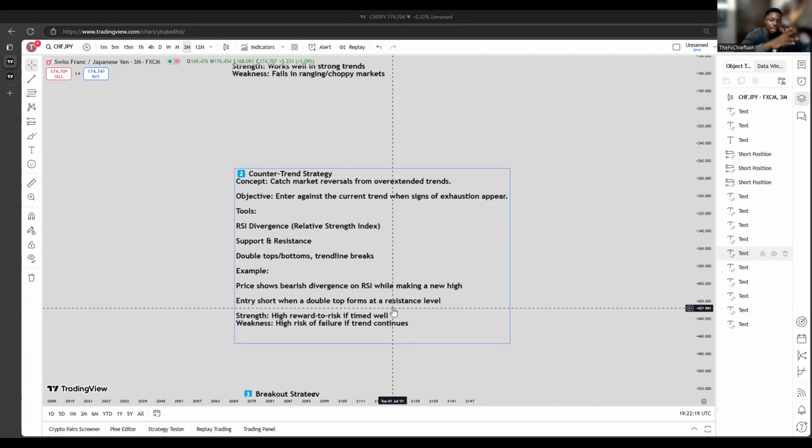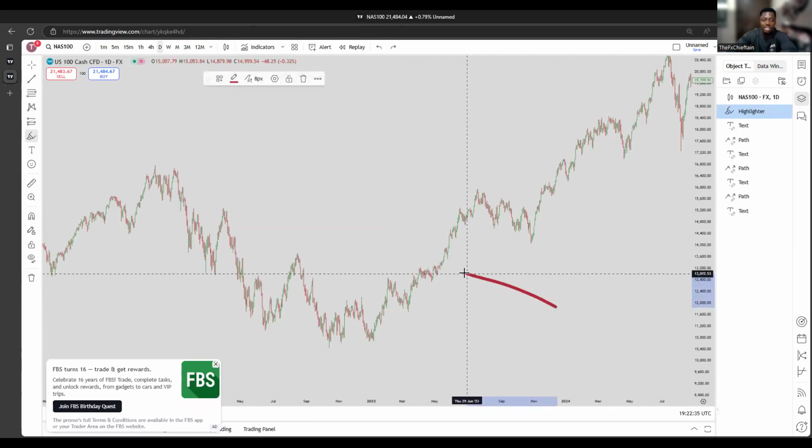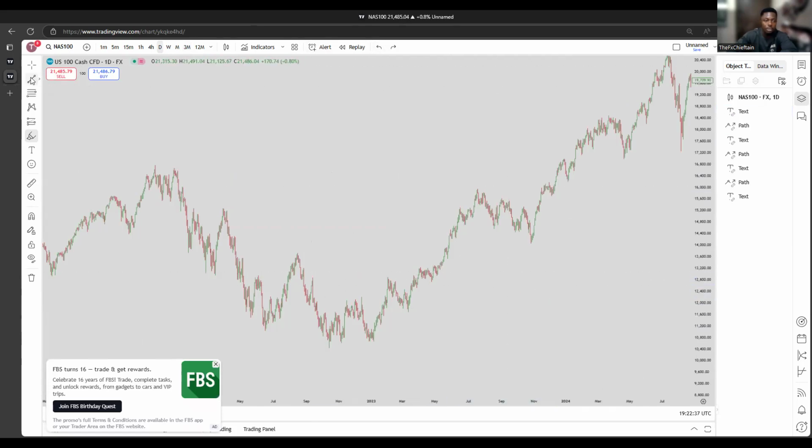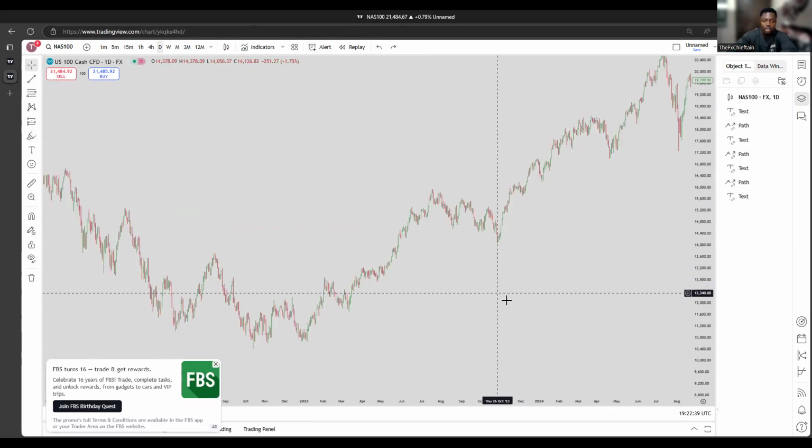One is either creating a higher high and the other one creating a lower high. Okay. So now, what you want to see is your support and resistance. Also, you want to use your double tops and bottoms and trend line breaks. So a great example is what we did here earlier.